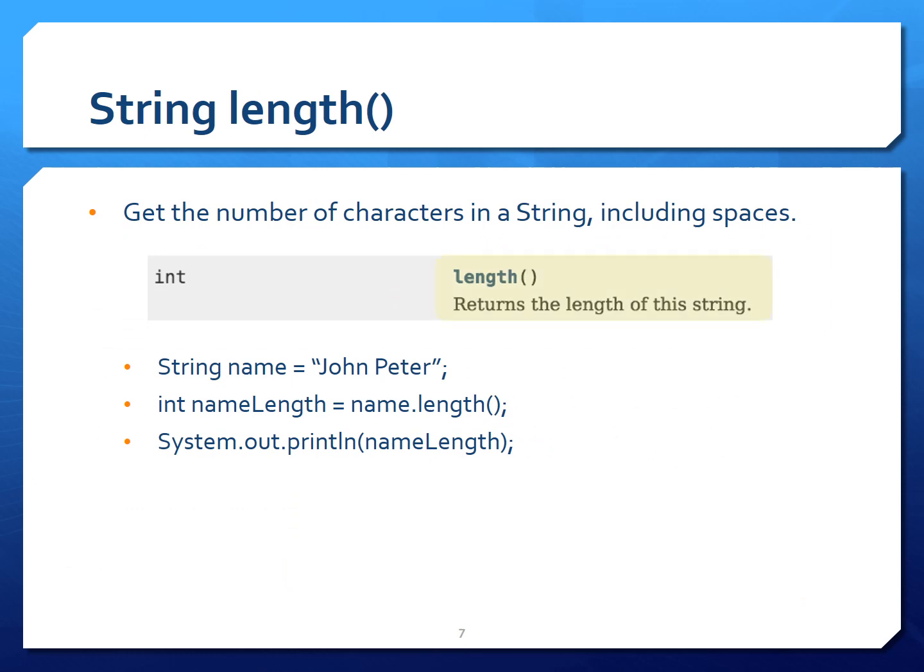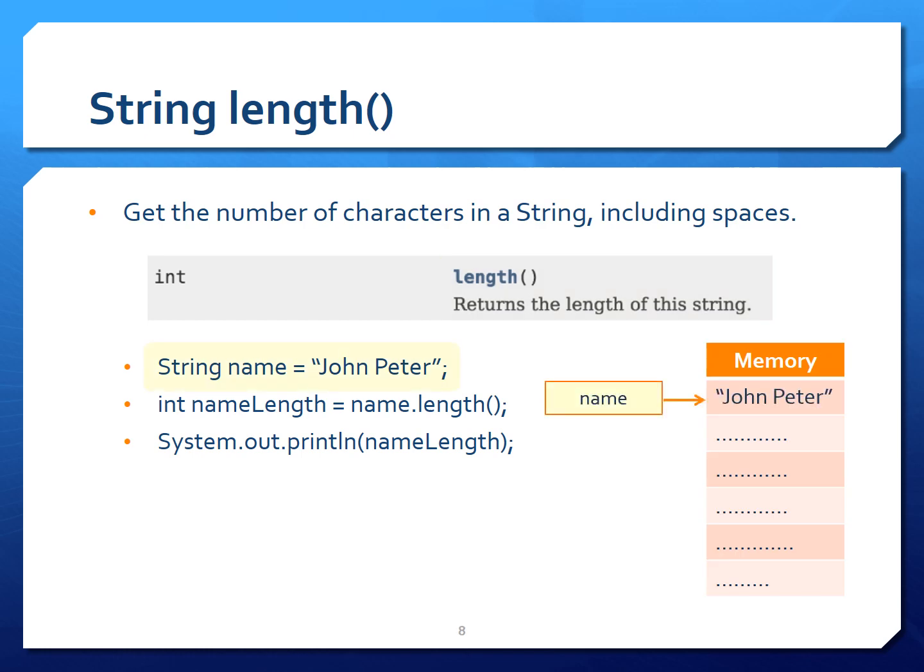The length method returns the number of characters in a string, including spaces. In the example, the string John Peter is assigned to the string variable name. There are a total of 10 characters in the string John Peter, including a blank space in the middle. So the length method will return 10, and 10 will be assigned to the variable nameLength. So the output to the console will be 10.